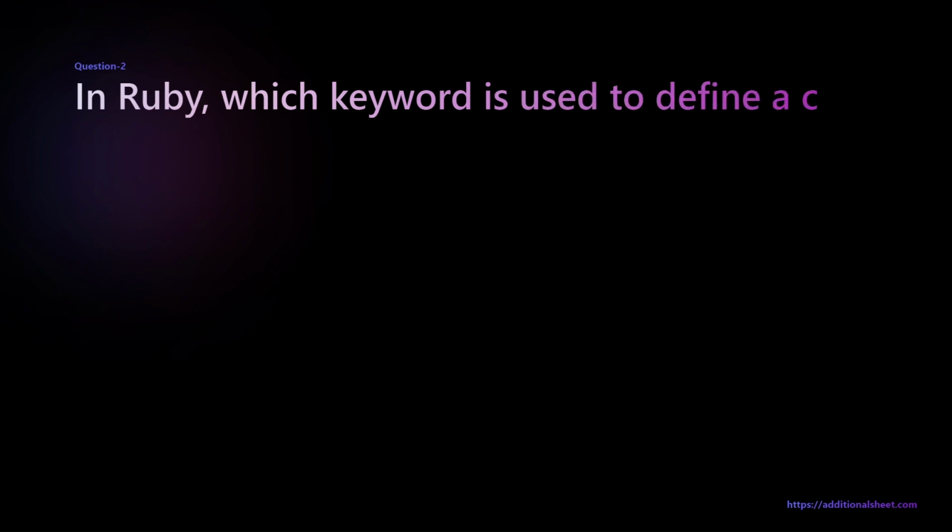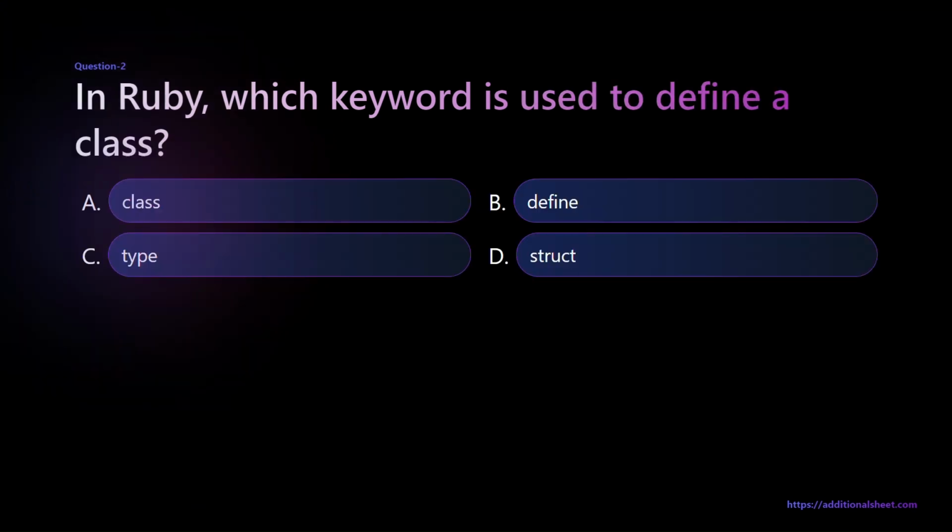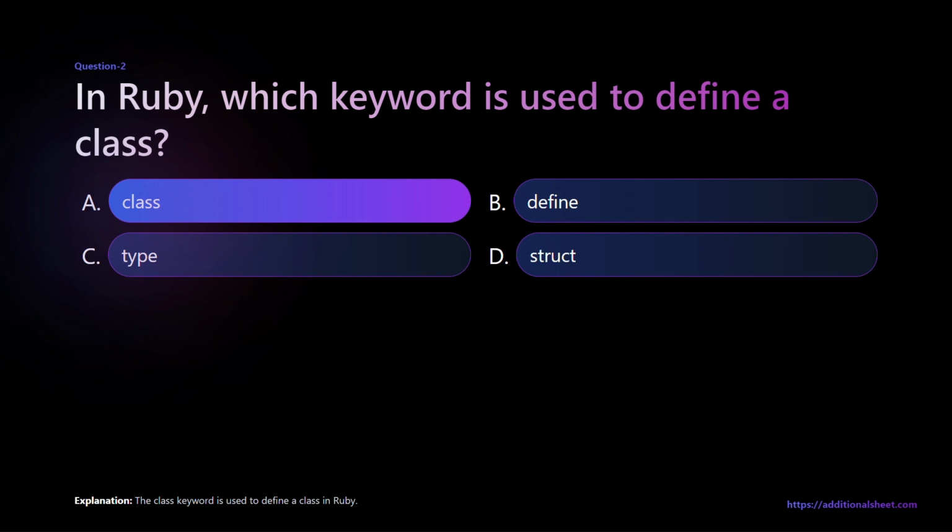In Ruby, which keyword is used to define a class? Option A, class. Option B, define. Option C, type. Option D, struct. The correct answer is option A, class.